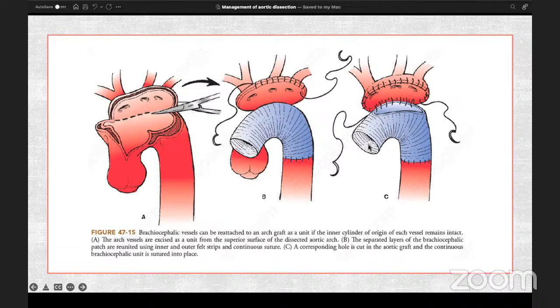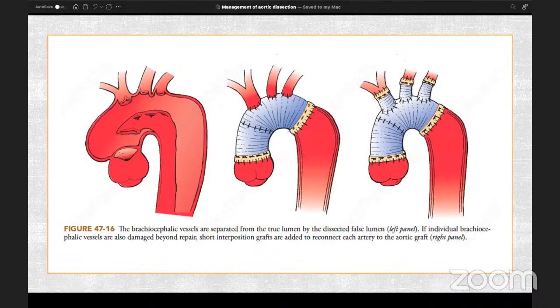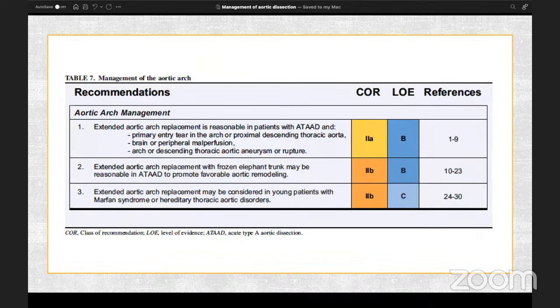Another technique, if the arch vessels are severely affected, is direct reimplantation or reimplantation through the branched graft. And this is the recommendation for the arch management.